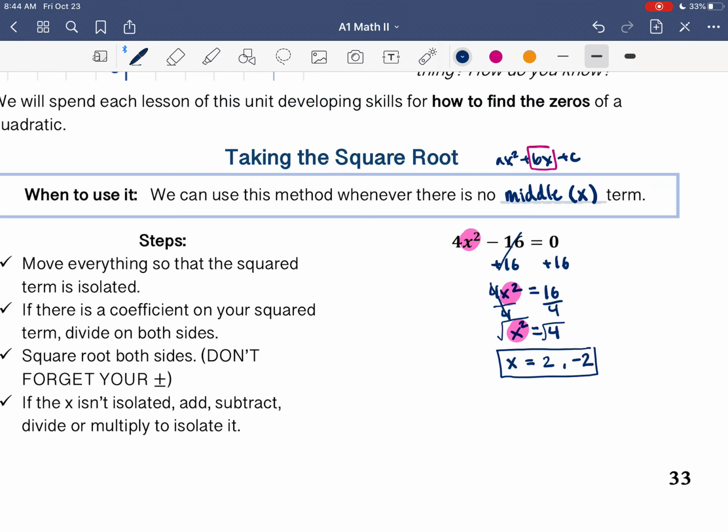So then we have another step, and this often comes into play if you have something in vertex form or something that you're trying to solve. Anyhow, it just says if the x isn't isolated, add, subtract, divide, or multiply to isolate it. So this is after we've square rooted both sides. On this one, we don't have to do that because the x is already isolated, but in some questions you might. So that's our example problem.